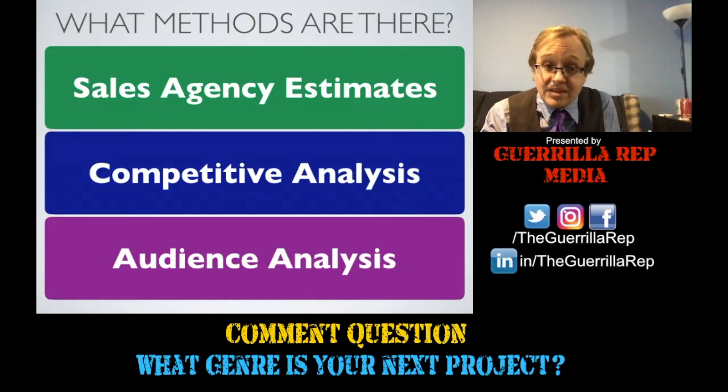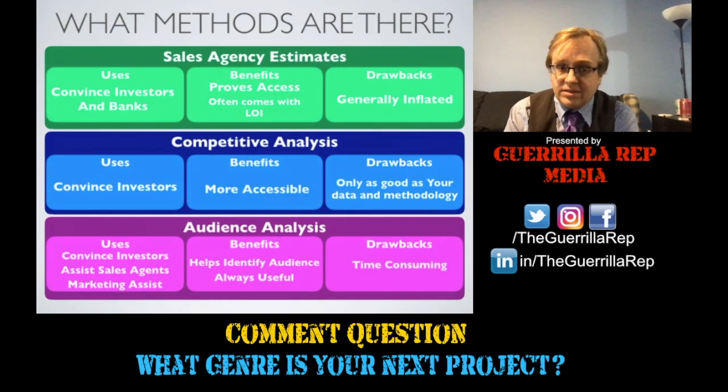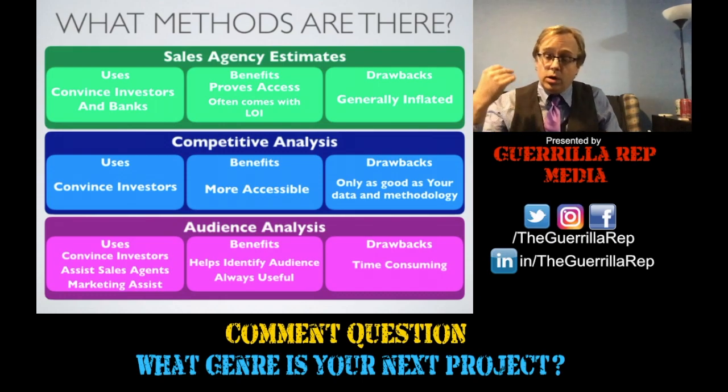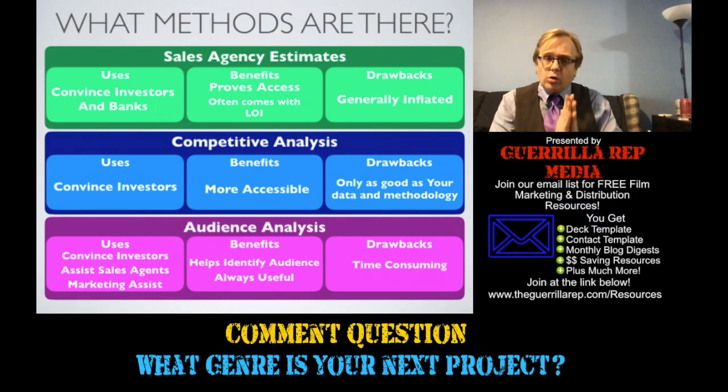So, as I said, there are 3 different ways you can make revenue projections for an independent film. The first are sales agency estimates. The second is through a competitive analysis. And the third is through an audience analysis. And we're going to go a little bit more into what each of those is and how to get or make them later on. But let's just start with an overview.